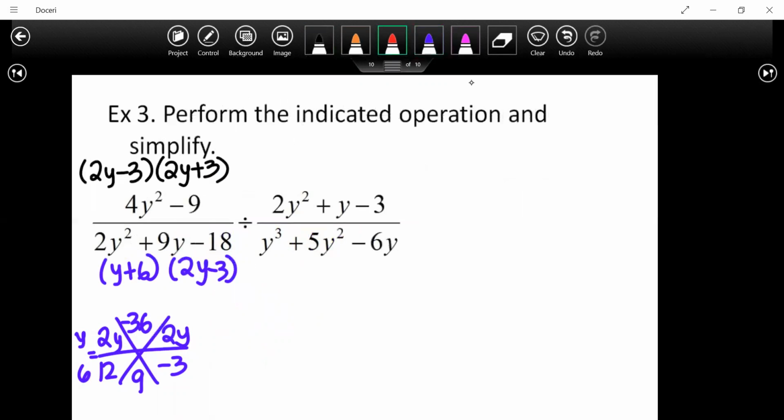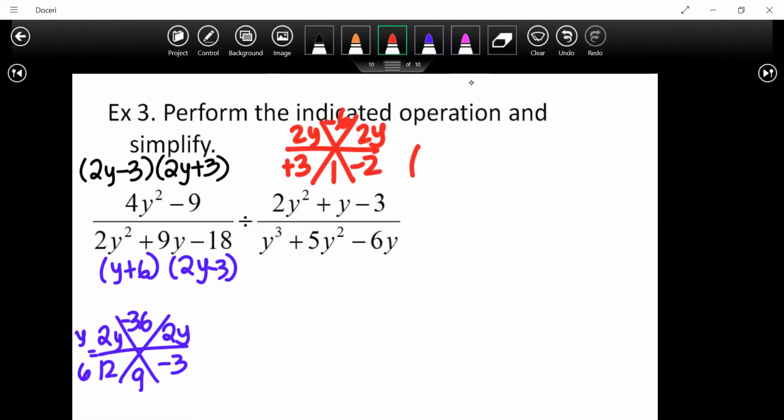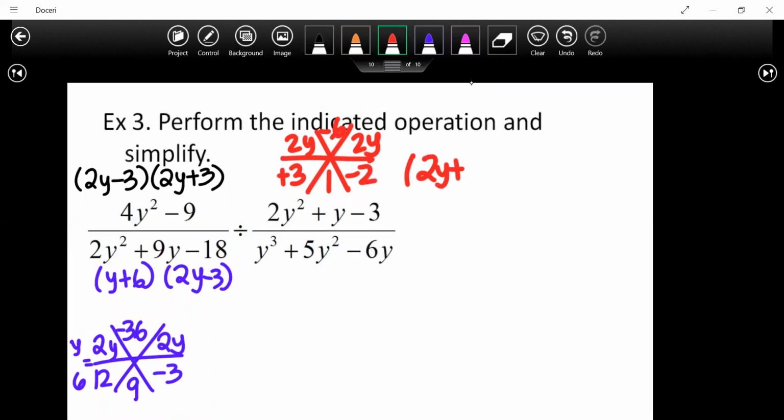We want to be able to simplify the top one as well using the snowflake. We're going to get negative 6 on top, 1 on the bottom, then 2y and 2y. This will be positive 3 and negative 2. This left side, we're going to get 2y plus 3. The right side can be reduced down to y minus 1.